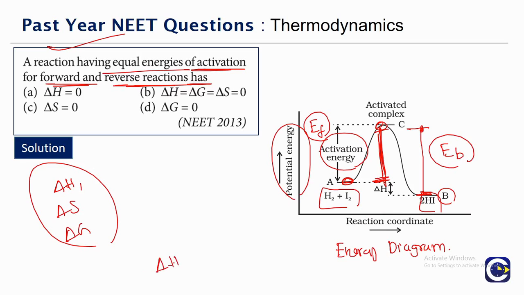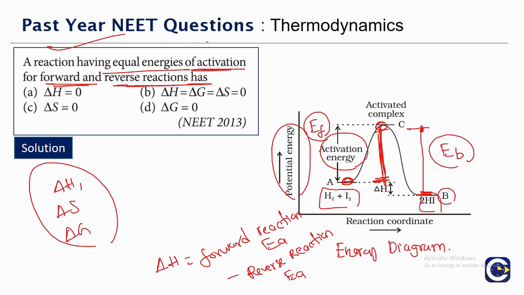The relation between the forward reaction activation energy, the backward reaction activation energy, and delta H: delta H will be equal to the forward reaction activation energy minus the backward, or reverse, reaction activation energy. So the delta H value for any chemical reaction will be the forward reaction activation energy minus the backward reaction activation energy.